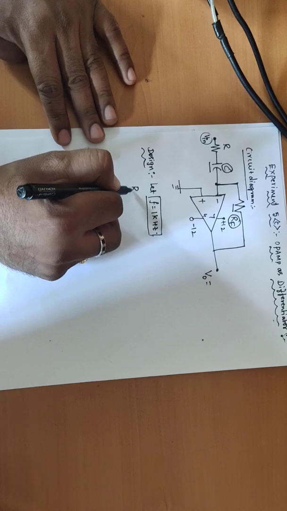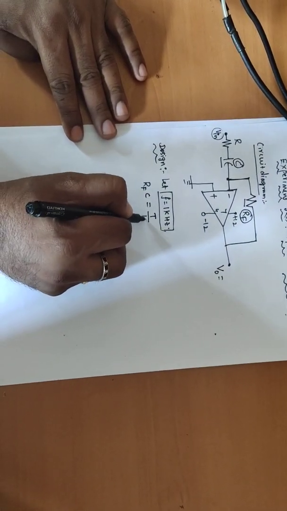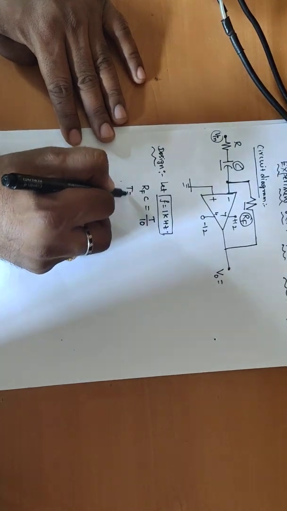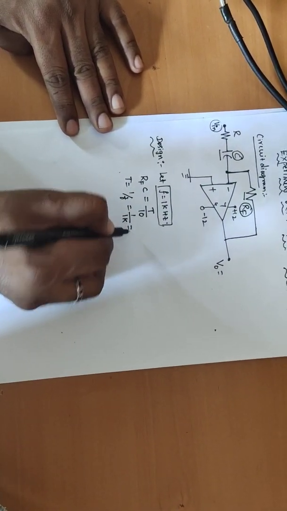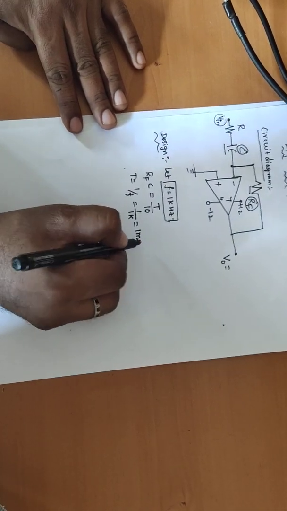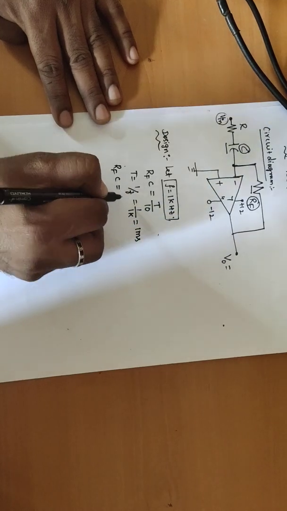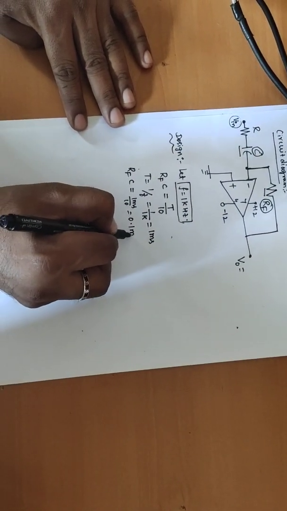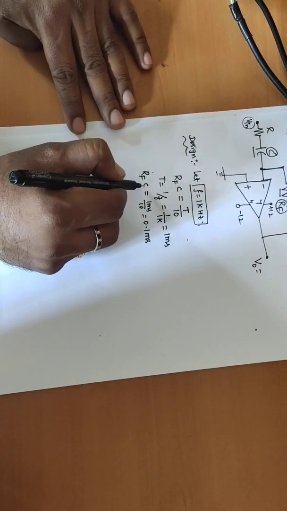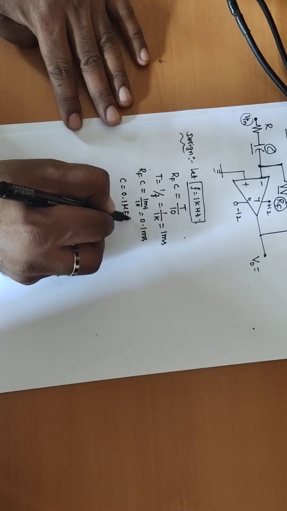The RF into C, this time constant value, is given by the period of the input signal divided by 10. Now the period is 1 divided by frequency. We assume the frequency value as 1k. So 1 by 1k is 1 millisecond. Therefore, the product of the time constant RF into C becomes 1 millisecond divided by 10, which is equal to 0.1 milliseconds. Now, let us choose the value of C equal to 0.1 microfarad.